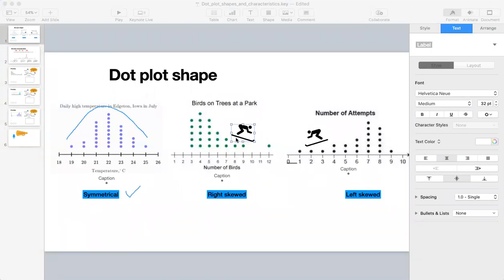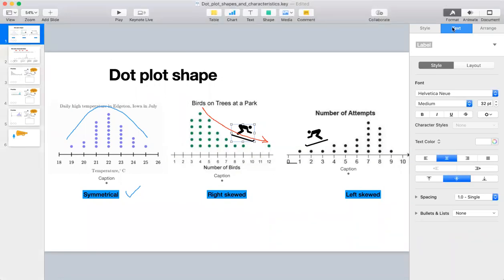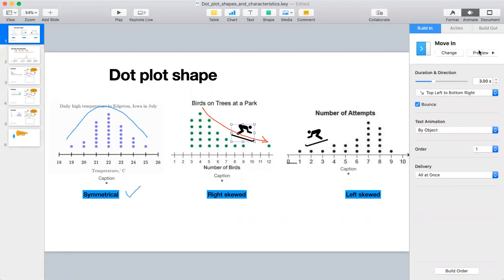Okay. The next one in the middle is birds in a tree at a park, with different numbers of birds. And it is right skewed. So when you see right skewed, the data starts from the mode and goes down. The data shifts to the right. If you animate and click on the people here, it looks like the people are skiing to the right side. So if you want to click on it and see the right skewed shape of the dot plot.